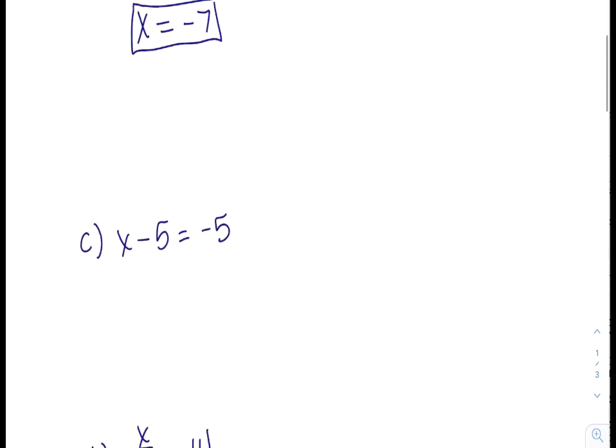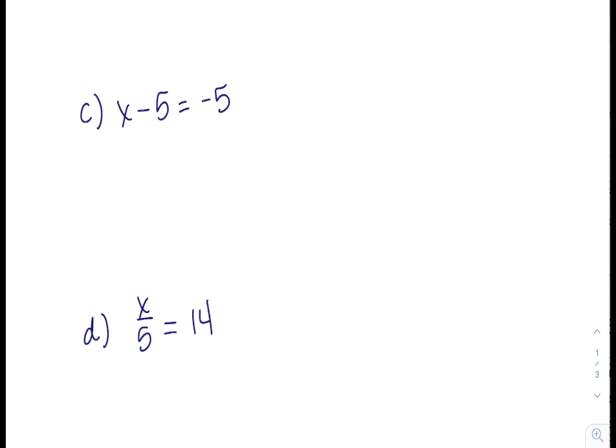Going on to part C, we have x minus 5 equals -5. In order to undo x minus 5, we need to add 5 to both sides. And so here, x will equal -5 plus 5, which is 0. So in this equation, x does equal 0, and that's a completely legitimate solution to have.